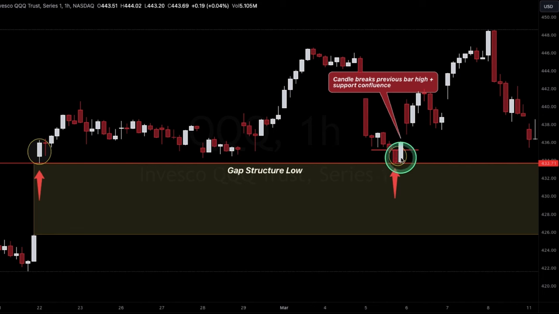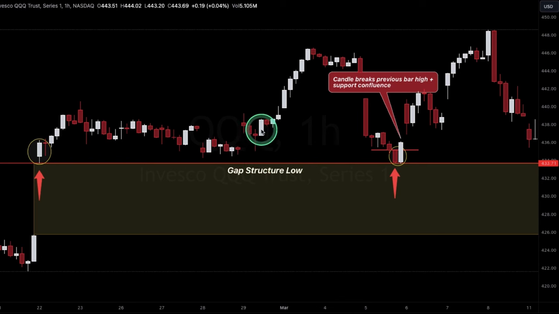You're not going to get an exact touch every single time like this. Don't expect, just because you draw this gap support low, that it's going to touch it exactly. Pay attention to the general area, because if you pay attention to the general area, you can catch something like this, even though it didn't tap directly. And that's why you want to use your candle structures.